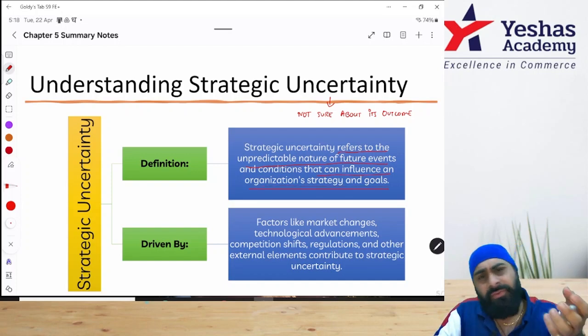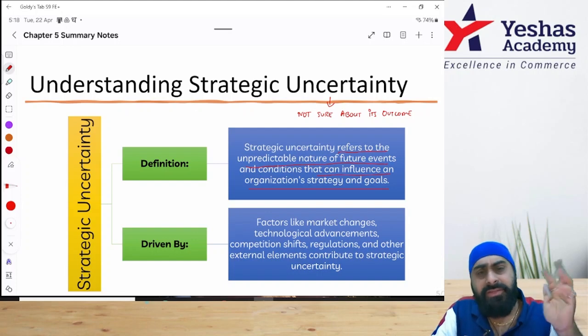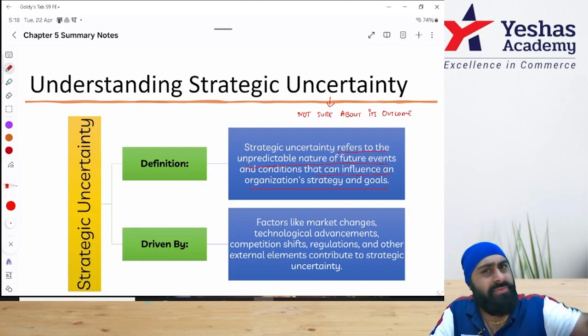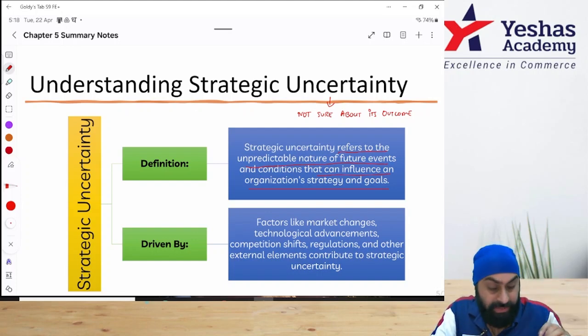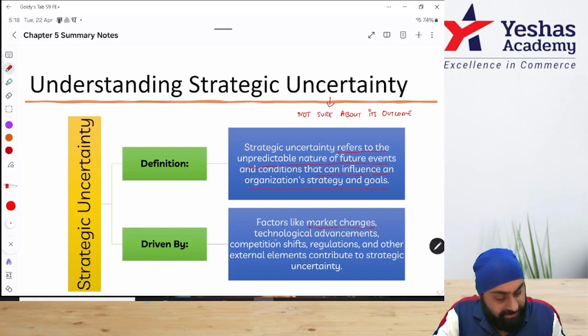Unpredictable. We don't know what is going to happen. Is it going to take it in a positive way or is it going to go in the negative way? We are not sure. Therefore, we shall say it is uncertain. There are various reasons why we think it's uncertain: technological advancement, competitive shift, regulation, external environment, etc.